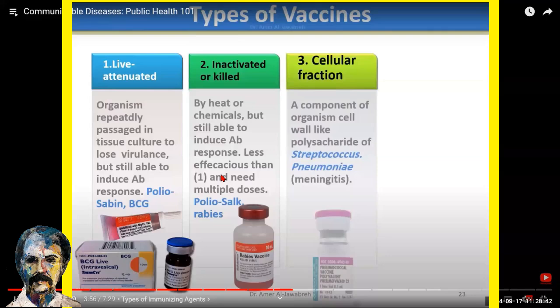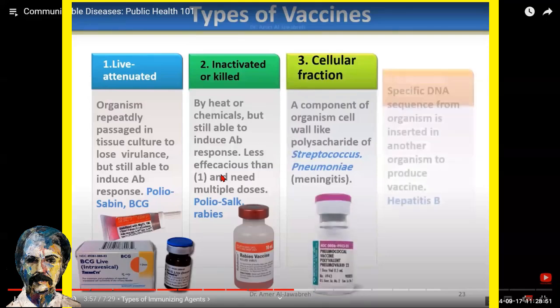Therefore, they say we don't need the whole bacteria. We only need this part. This part is enough. Okay, that's what we call cellular fraction. An example is this one against meningitis.